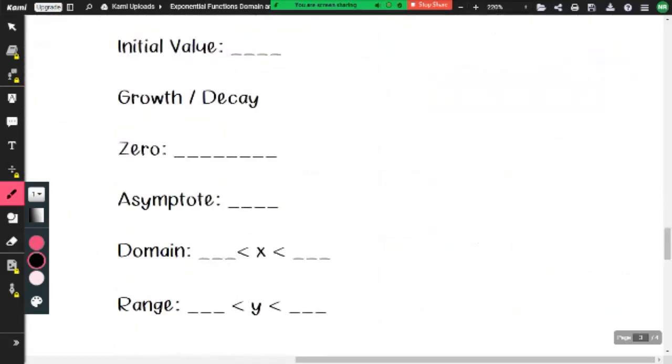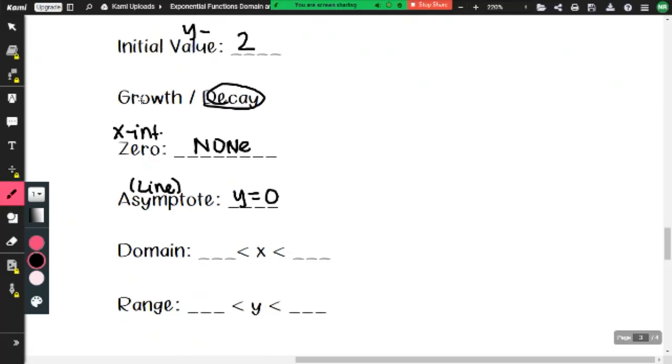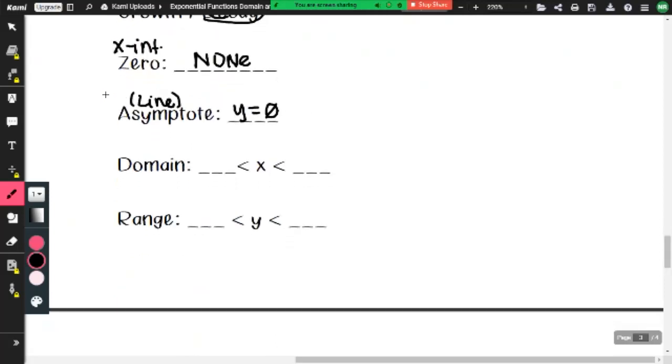Let's get started with the good stuff. Initial y value. What's my y value? 2. Are we growing or decaying? All right. 0 means x-intercept. What is my x-intercept? None. There isn't one. It doesn't touch because of the asymptote. And what's the equation of the asymptote? y equals 0. I just put the line over it so y'all don't think it's an O. So now label your minimum and maximum, and we'll get to that.